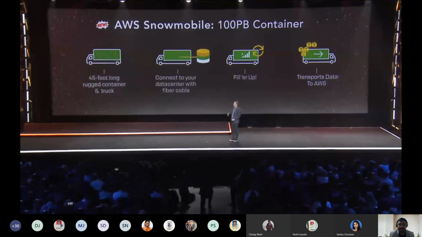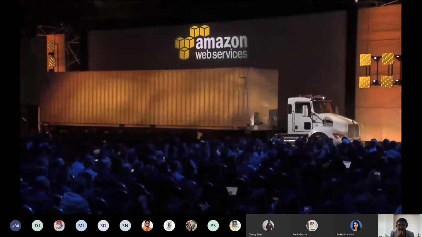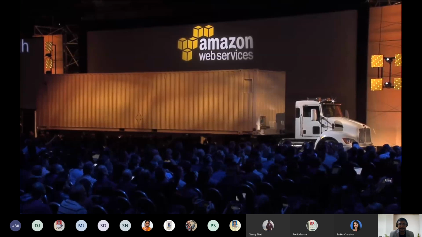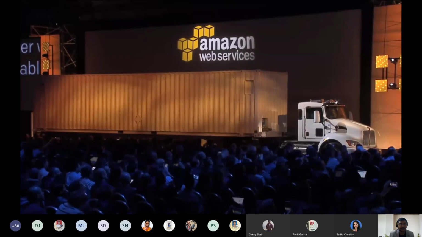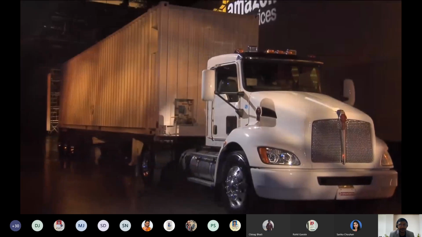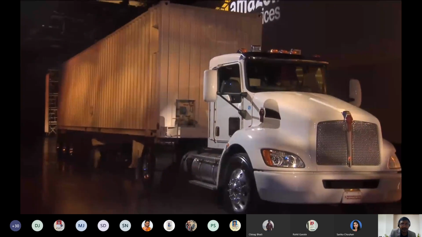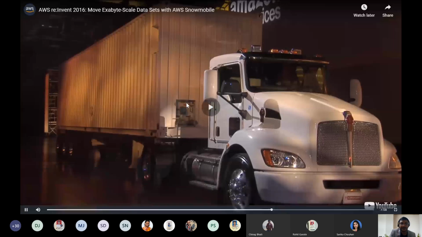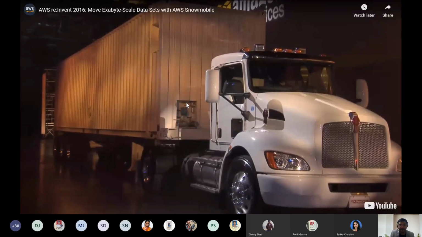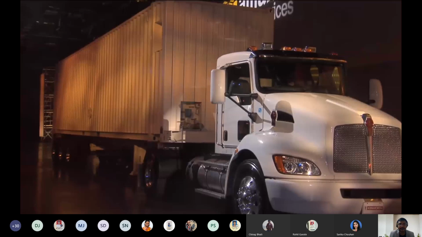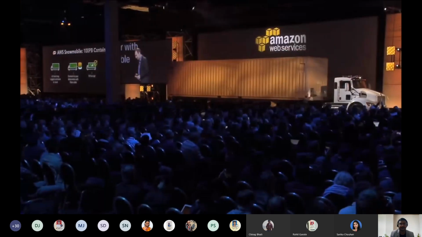The way it works, we'll drive the truck up to your data center. We'll take the snowmobile, affixed to the trailer. We have power and network fiber that will connect to your data center. This is the network fiber through which it will connect. You fill her up, and then the truck will come back, put the trailer back on the truck, and we'll move it back to AWS.